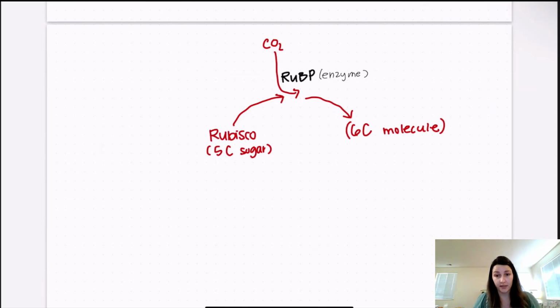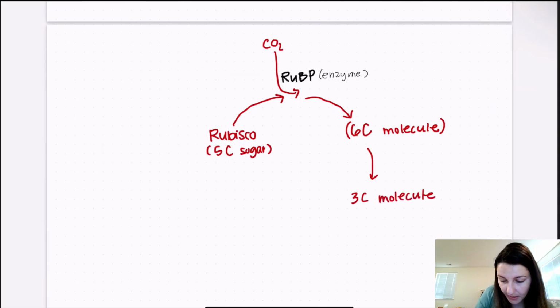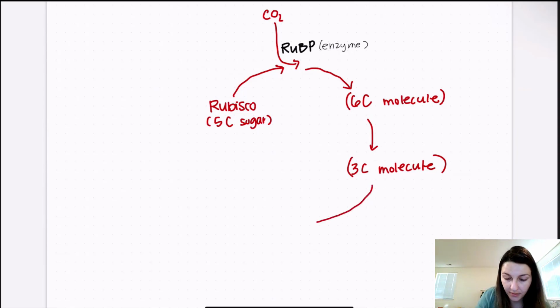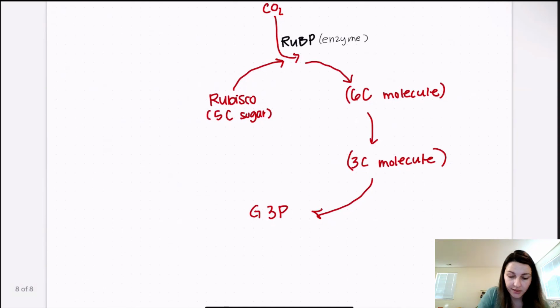Then another enzyme takes that 6-carbon molecule and splits it in half. So half of 6 is 3, isn't it? So then we have this 3-carbon molecule. That 3-carbon molecule also doesn't stick around that much. So we have the 6-carbon thing that was split in half, 6 divided by 2 is 3. So then we have 2 of these 3-carbon molecules, and then we get to this really important guy. This really important guy is called G3P. This is the one that's important. G3P is a 3-carbon sugar.